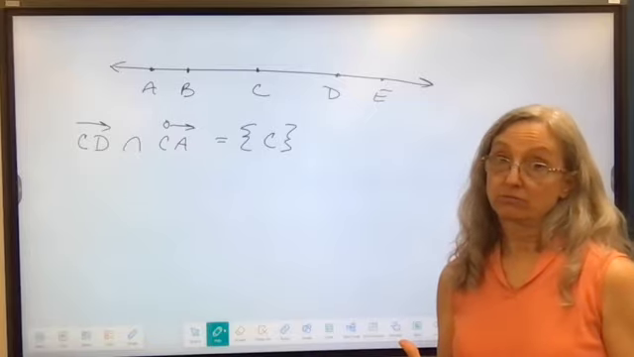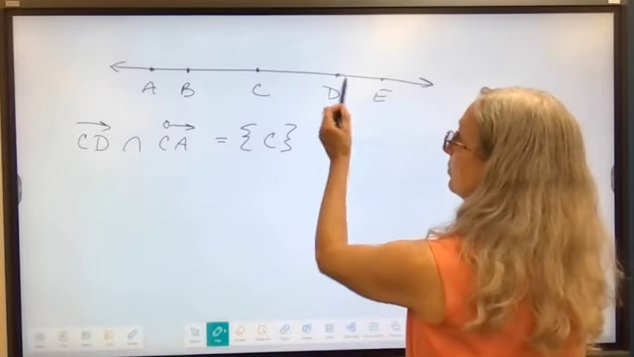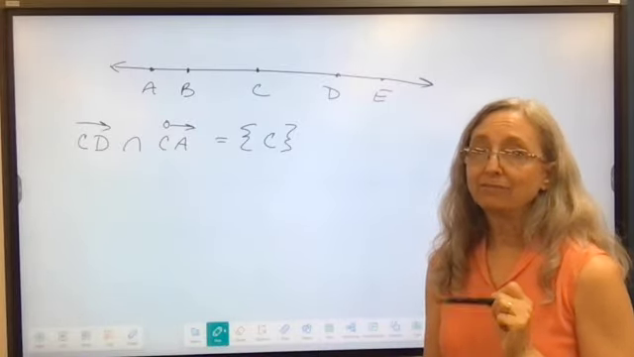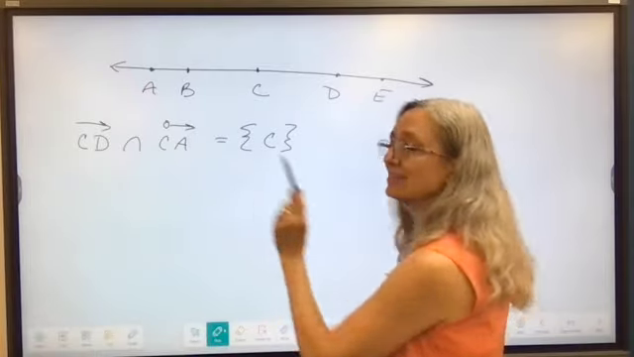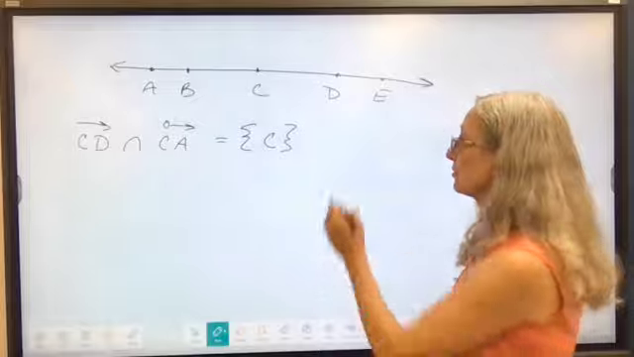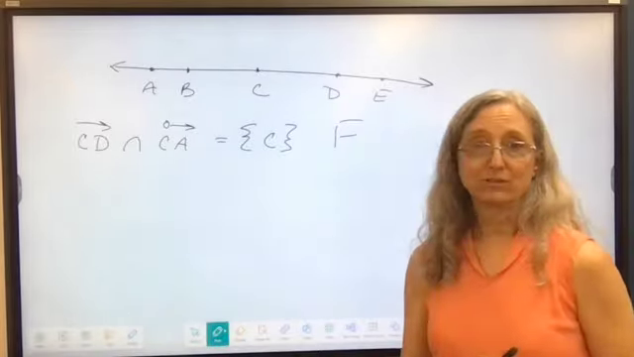And it looks like it's true. I mean, CD goes this way and CA goes that way. The only problem is in the half line CA, C is not included. So therefore they don't have it in common. So this is false. I hope you saw that.